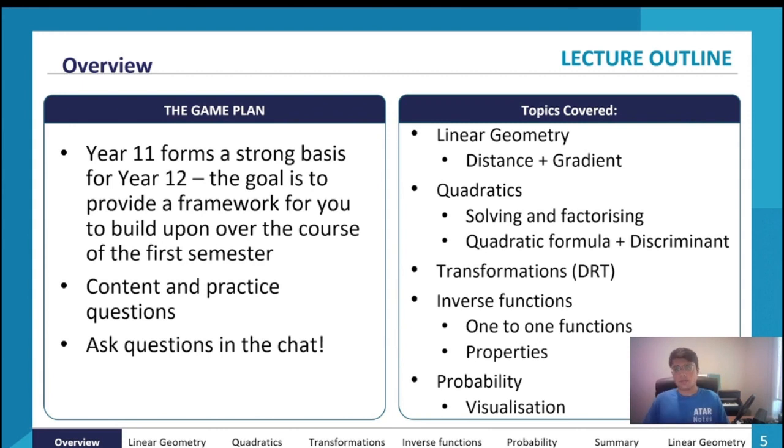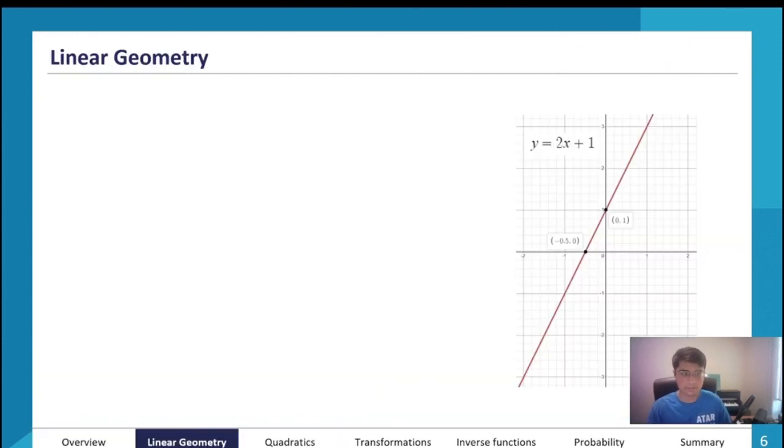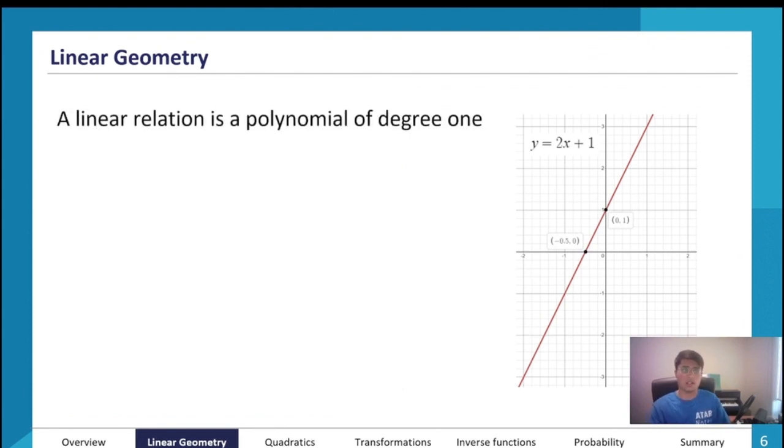On the right side there's a brief list of the topics that we're going to cover. Let's get into it. We're going to start off with linear geometry. Now, a linear relation is a polynomial of degree 1. What's a polynomial? What's a degree? Don't worry about it, we'll get into it a little bit later. For now, just remember that it's an equation in this form: y = mx + c. You should all be familiar with this from previous years.